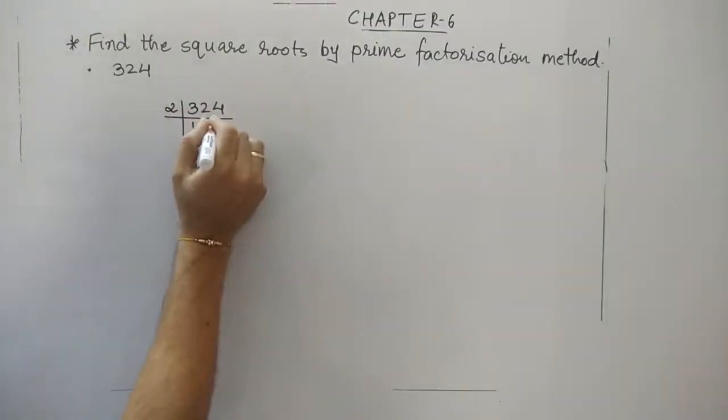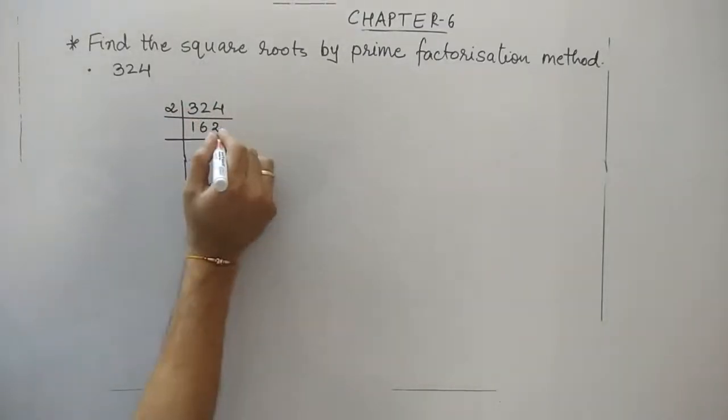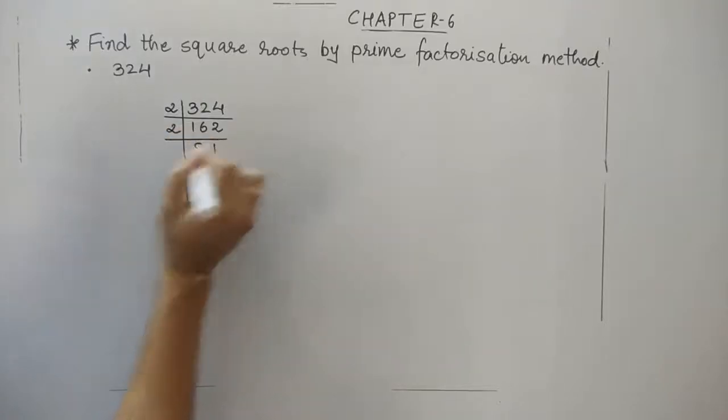2 ones are 2, 2 twos are 4... still it is divisible by 2. 2 8s are 16, and 1s are 1.